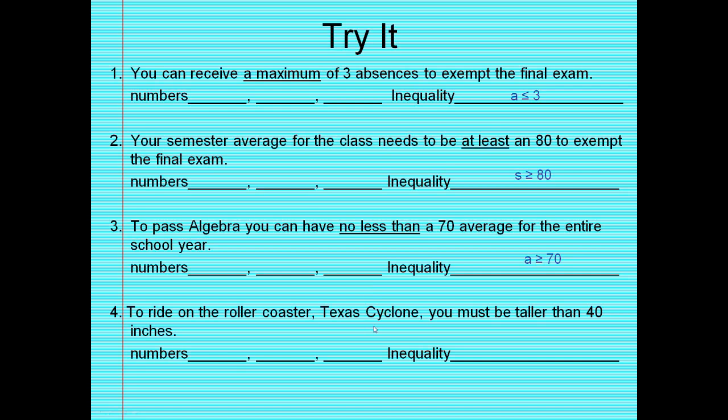To ride on the roller coaster Texas Cyclone, you must be taller than 40 inches. Fill in the blanks with 3 possible heights and then write an inequality. Okay, your inequality should be h is greater than 40. So as long as the numbers you put in these blanks were over 40, you are correct.